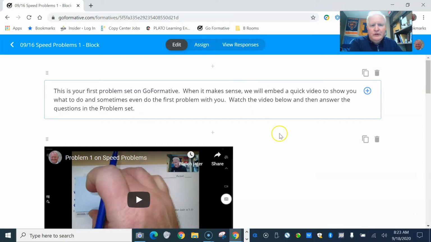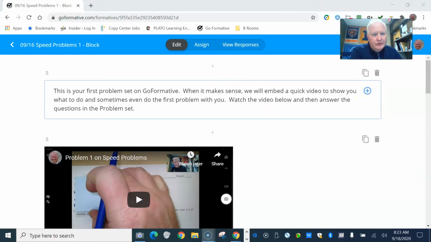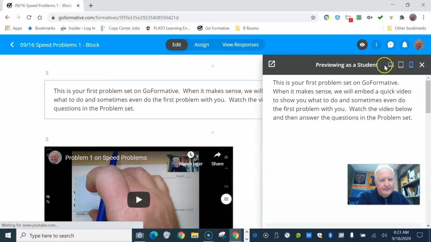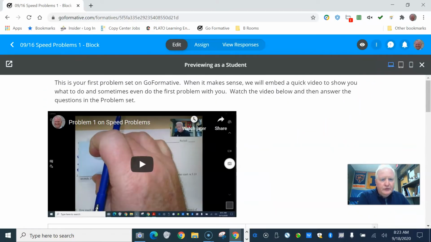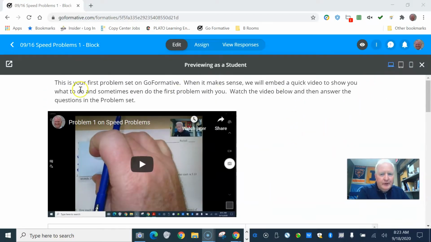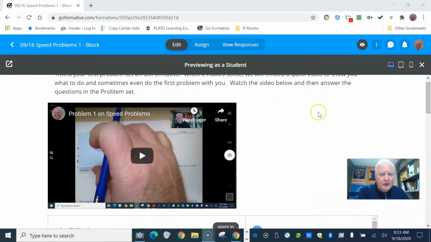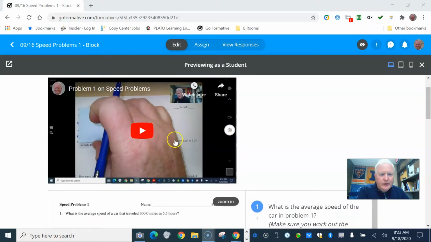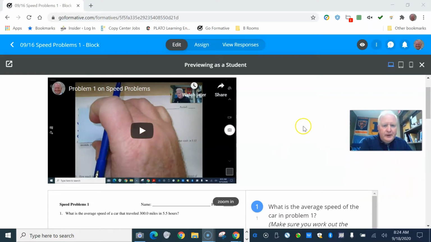First thing I want you to do is, if you missed today and you're into Go Formative, this is speed problems 1, and I'll move my picture here so I can make it look like it looks for you. So this is how a student view would look for Go Formative. You would come in here, there'd be a welcome, and there would almost always be, well, we're going to embed a video right here. And that video will demonstrate, number one, what we want you to do, and probably do the first problem for you. So if you're like, I don't even know how to do the first problem, watch the video, take notes on it, or copy it into your notebook, and that will give you the format that you want to use for the rest of the problem set.